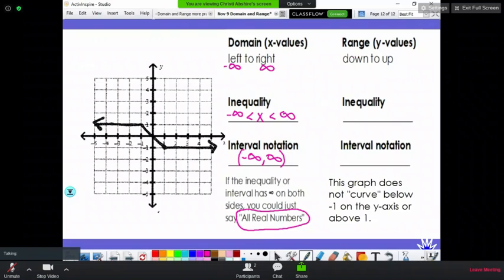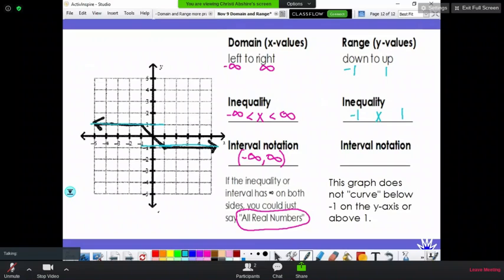For the range, there seems to be an arrow here, but it's not going below -1. It's not continuing to go down. So I do have a down limit of -1, and I have a top that's not going above +1. So my inequality would be between -1 and +1.